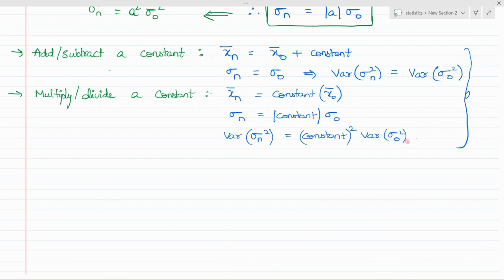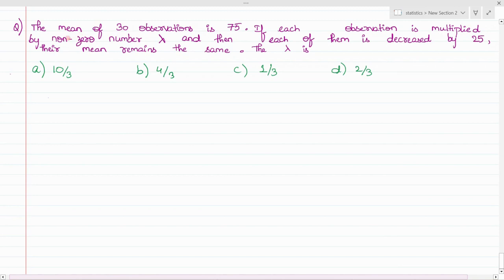So let's solve a few questions so that you'll get a clear idea how to use and where to use this kind of tricks. In this question, it is given the mean of 30 observations is 75. So there are 30 observations and the mean, that is the old mean or the original mean, is 75. If each observation is multiplied by a non-zero number lambda.